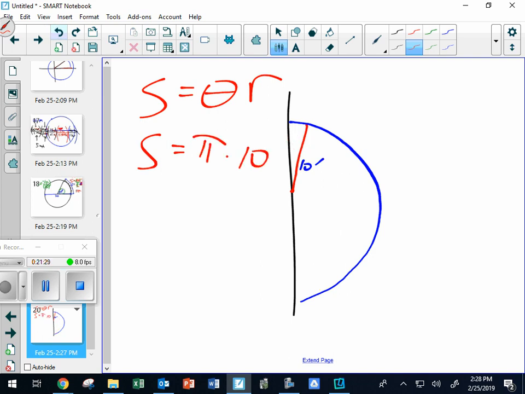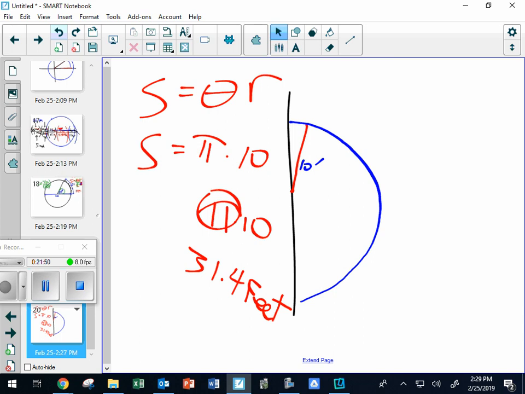So it's 10 pi. And in this case, since you can estimate pretty well, what do you think it's about? How many feet can your doggy run? 30. Come on, get a little more accurate. 31. There you go, 31.4, because that's 3.14. 31.4 feet is how far the dog can run before it turns around and runs back.